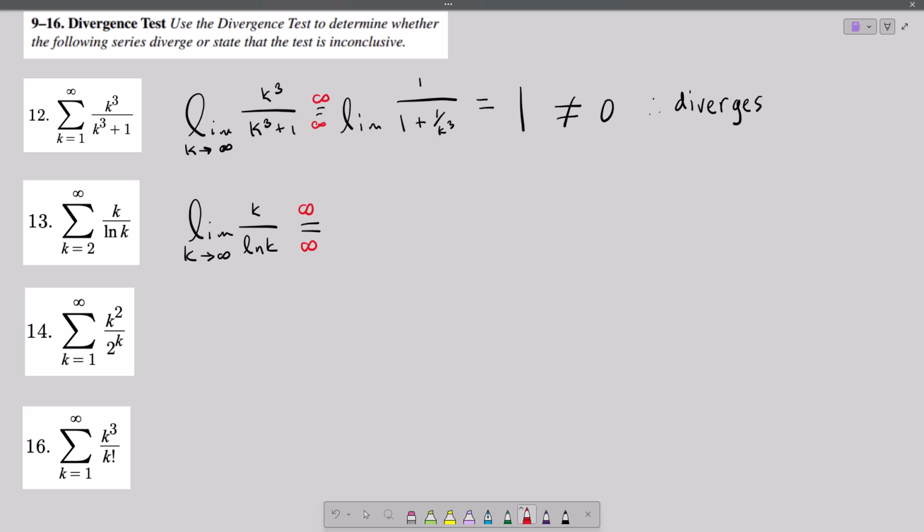Let's use L'Hopital's rule. So L'Hopital's rule says that if you have a ratio of functions, you can take the ratio of the derivatives. So we're going to take the derivative of the top function with respect to k, derivative of the bottom function with respect to k, simplify and reevaluate. So let's simplify this, and then reevaluate, and what is that limit? Infinity. That's infinity. That's not 0. This one is super egregiously diverging.